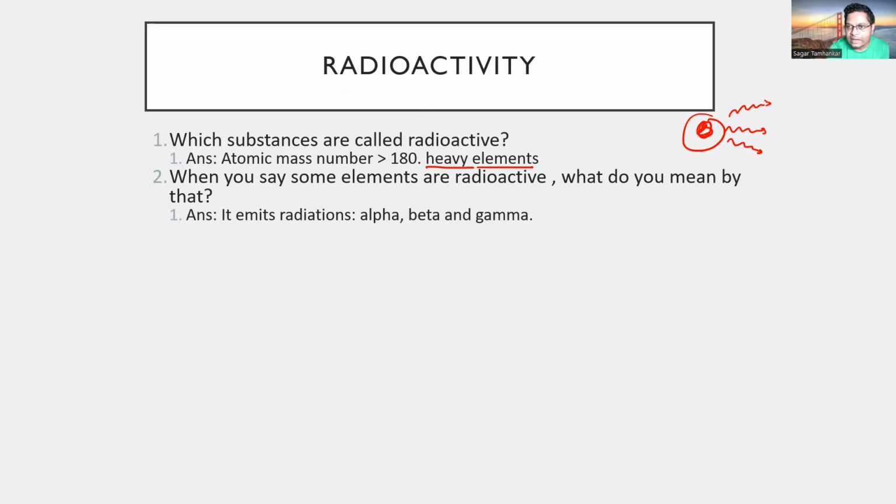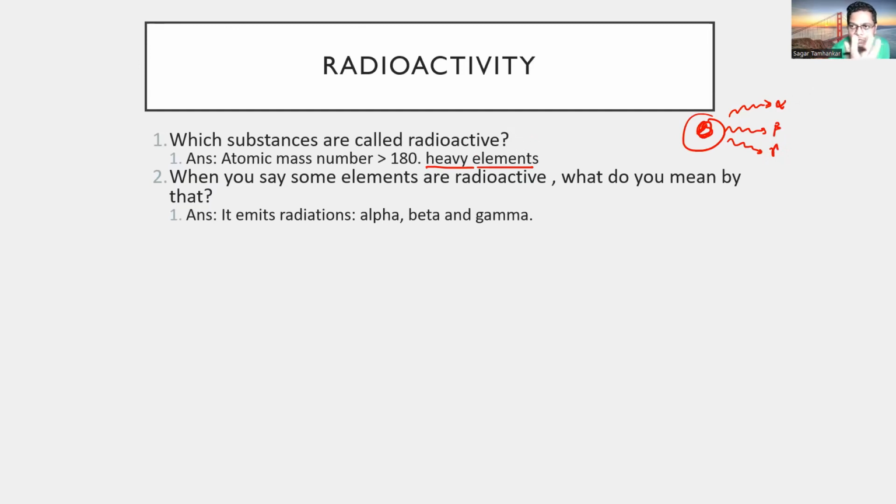Now, scientists have studied these radiations and they have been able to categorize that there are only 3 types of radiations that they emit, and they have been labeled as alpha, beta, and gamma. These are Greek letters. So alpha, beta, gamma is the name given to these radiations.